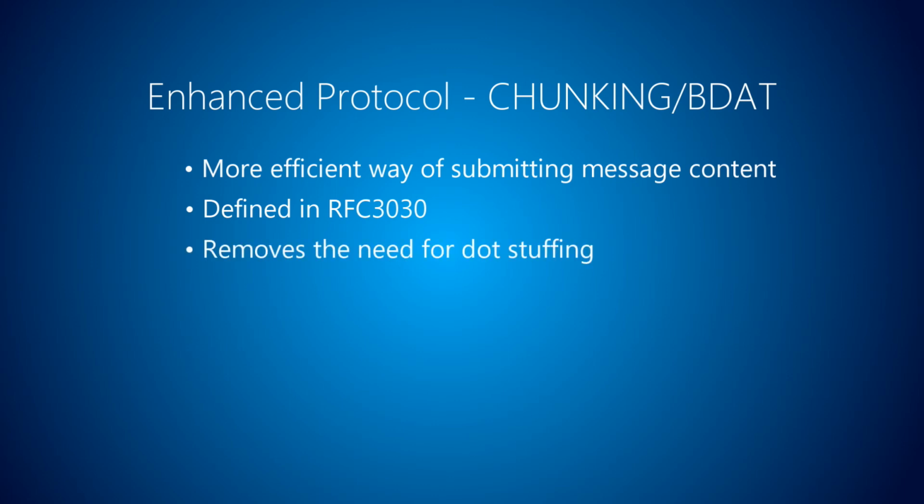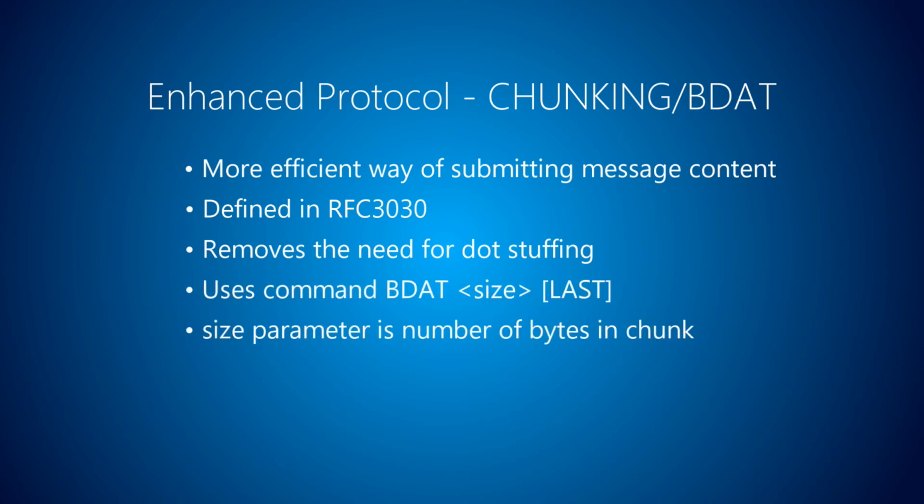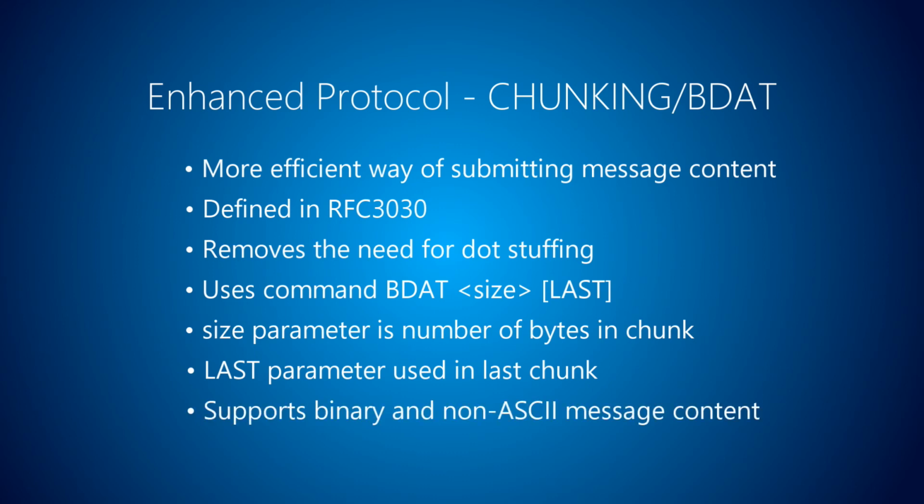One or more BDAT commands can be used to send the message content. Each BDAT command specifies the number of bytes to be sent in the chunk and whether it is the last chunk. Once the BDAT command has been received by the MTA, it reads the specified number of bytes from the network connection and then sends a 250 response if the data has been stored successfully. A 250 response to the last BDAT chunk means that the message has been successfully received and the client no longer needs to retain the message.